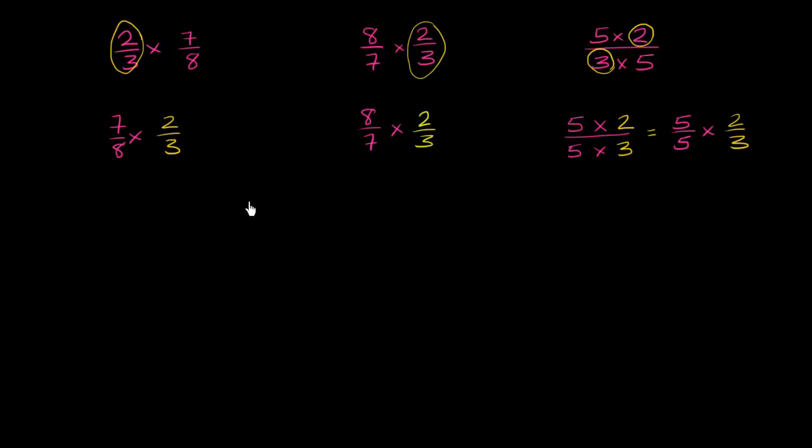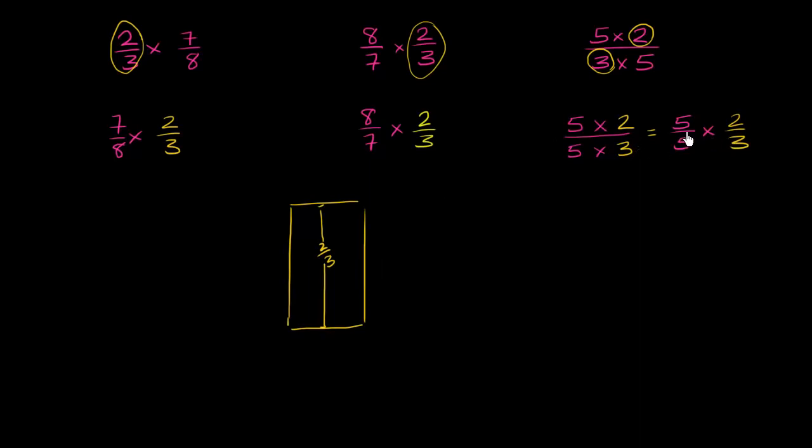So let's visualize each of these expressions by first trying to visualize 2/3. So let's say the height of this bar right over here is 2/3. So this right over here represents 2/3. The height here is 2/3. So first let's think about what this one on the right here represents. This is 5 over 5 times 2/3.